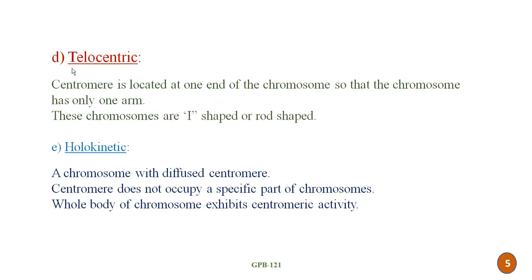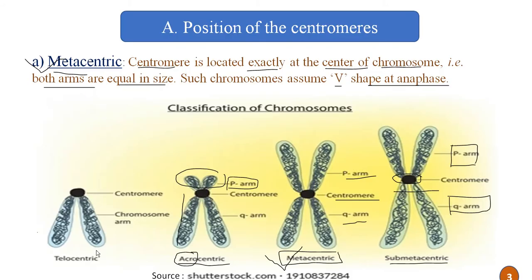The next type is telocentric. Telo means at the end. So the centromere is located at one end of the chromosome, so that these chromosomes have only one arm. We can see in the diagram also. So this is the telocentric chromosome having the centromere at the end of the arm. So these chromosomes have only one arm.